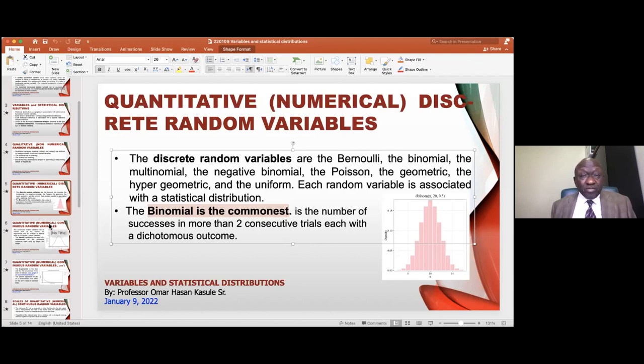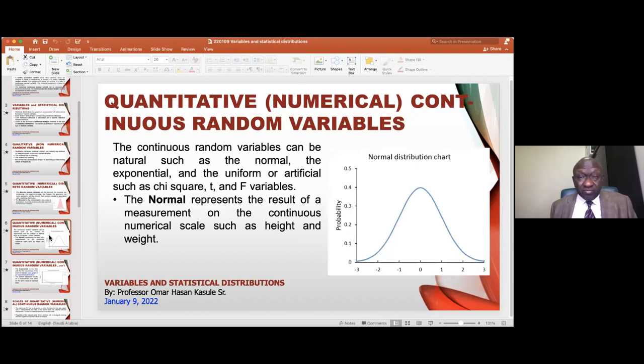Okay. So I have talked about quantitative variables, means numerical, but they are discrete based on counting. Now I want to talk about quantitative variables. These are numerical, but they are based on measurement. When based on measurement, they are called continuous random variables. And also there are several of these variables depending on how you do the counting.